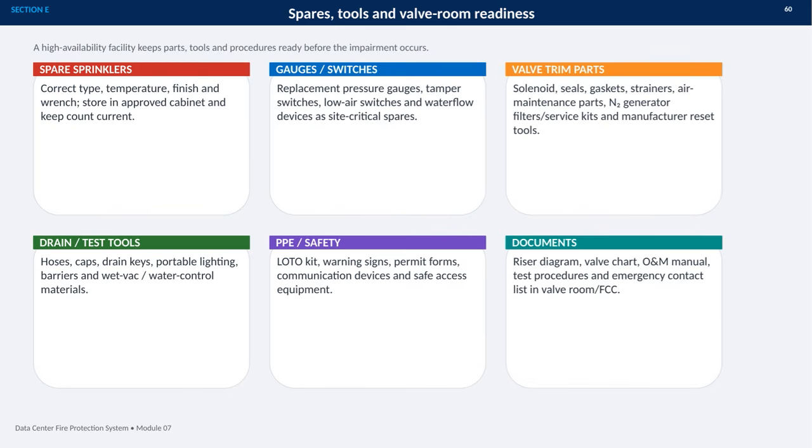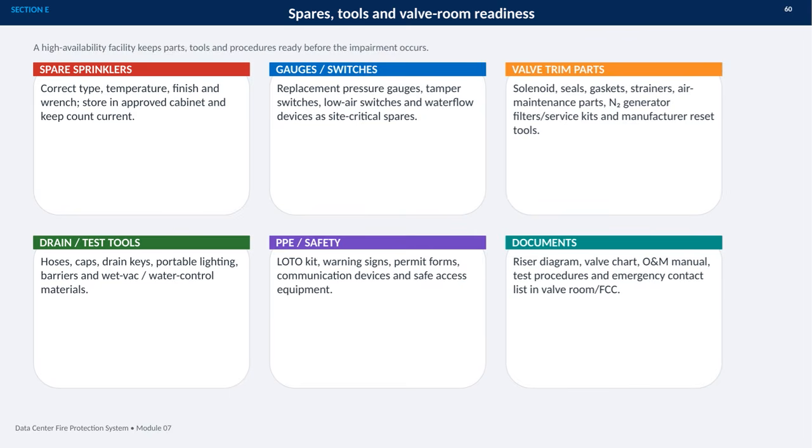Spare sprinklers must match the correct type, temperature rating, finish, and wrench, and the cabinet count needs to stay current. Replacement gauges, tamper switches, low-air switches, and water flow devices should also be treated as site-critical spares. Valve trim supplies cover items such as solenoids, seals, gaskets, strainers, air maintenance components, nitrogen generator filters, service kits, and manufacturer reset tools.